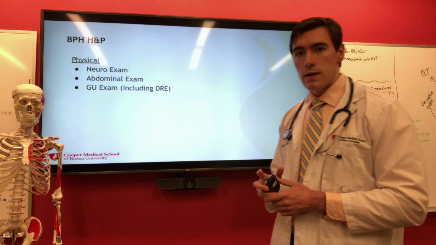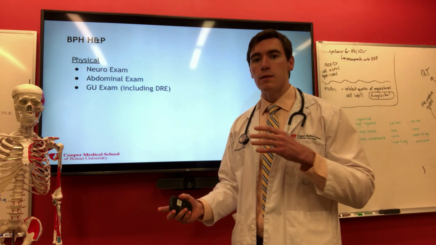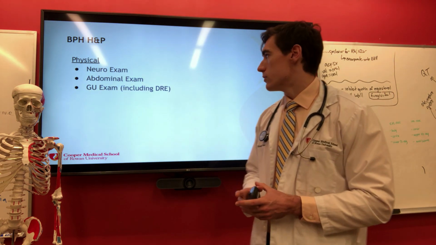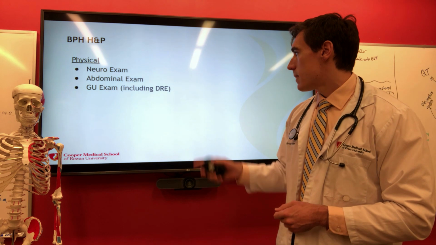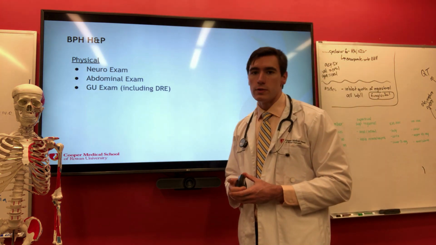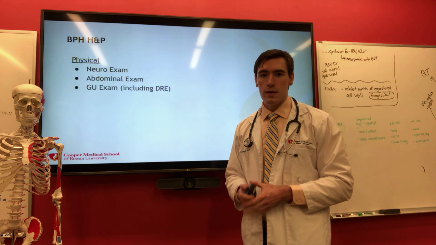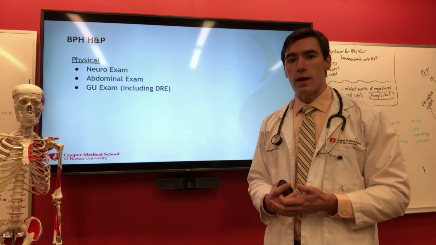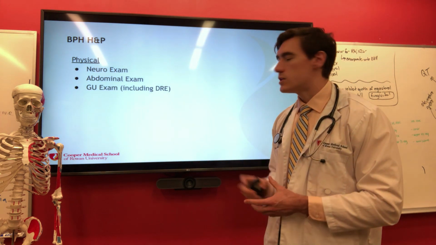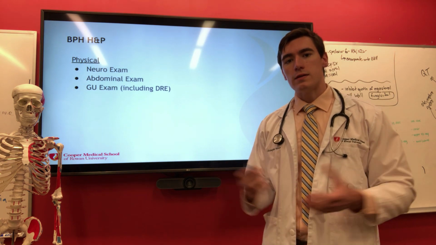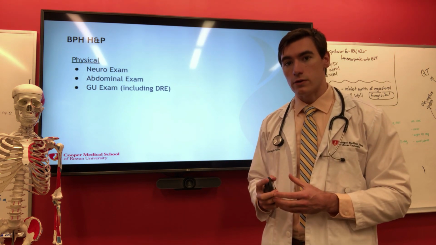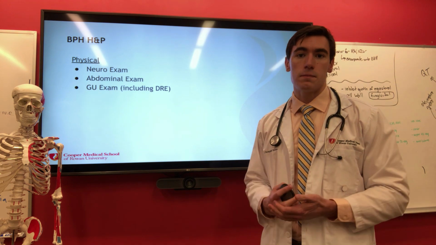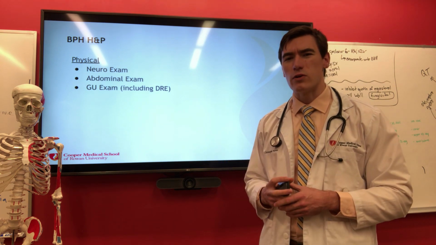Next, you want to do an abdominal exam. Make sure you're not missing any important palpable masses or signs of infection. And then, of course, you want to do a GU exam, or genitourinary exam. This will include inspecting the penis for any abnormalities and issues, and also a digital rectal exam and palpating the prostate, as we discussed earlier, looking for symmetric, benign, rubbery, soft enlargement.